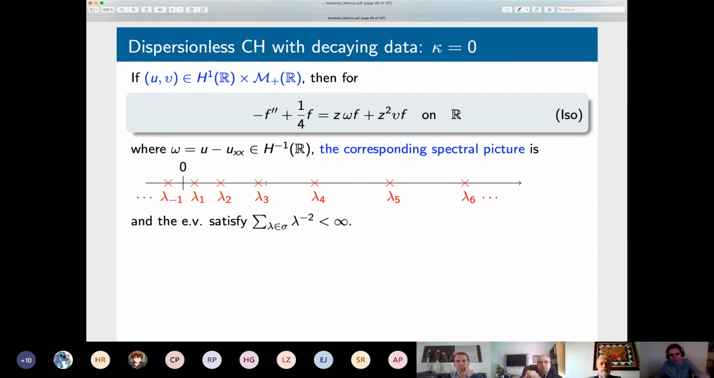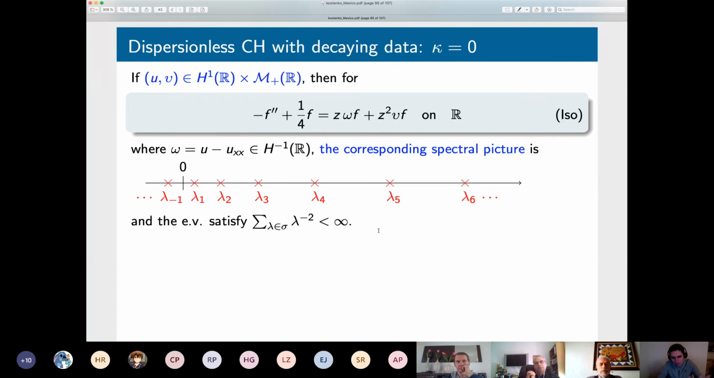And the only assumption here, not really an assumption, is that in fact the inverse of this operator is Hilbert-Schmidt. And actually, this condition is equivalent to the fact that the series of 1 over lambda squared converges.